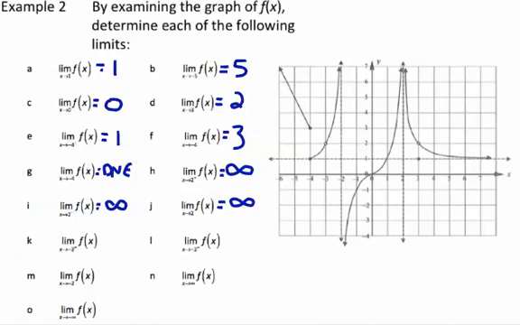Example K, x approaches -2 from the left. So we're coming in from the left. That function is climbing to infinity. L, x approaches -2 from the right. That function is moving down to -infinity.